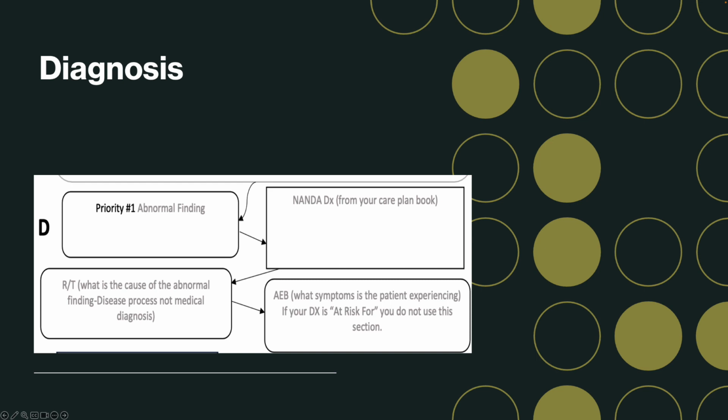Now, if the diagnosis is a risk for, so they're at risk for infection, let's say, you're going to have a risk for infection related to surgical procedure or the worry of infection related to that procedure, but you're not going to have an as evidenced by because you don't have any signs and symptoms that are going to explain that. The as evidenced by only works when you have the actual abnormal finding, a related to, and then your signs and symptoms are your as evidenced by.